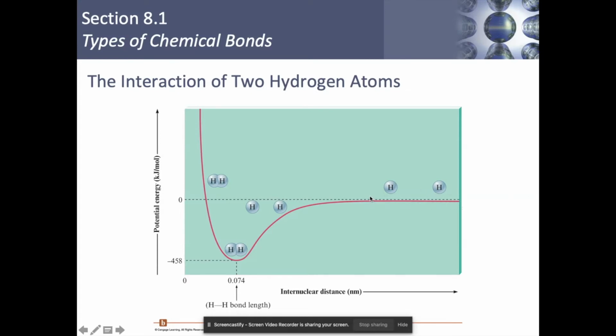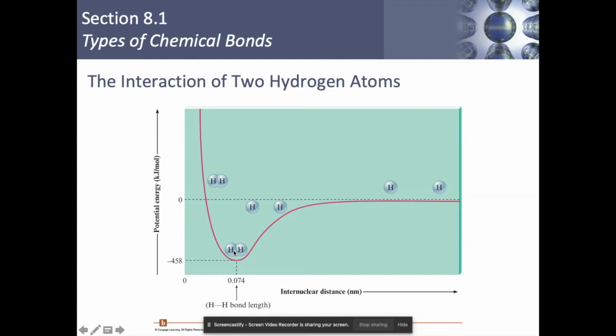Now, as you bring them closer and closer, you can see that they begin to interact with each other. As they interact, the potential energy starts to go down. There is a trough, a minimum point where that occurs. The point at which that occurs is when a bond will actually form between your two hydrogen atoms.